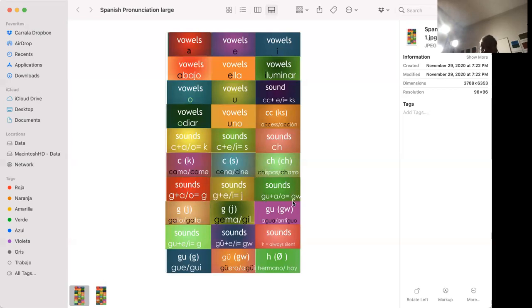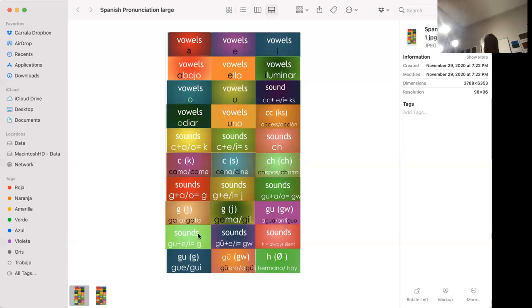Now, if you have the GU plus the A or the O, the U has the sound of the W. A and O are hard vowels. So GU plus the A or GU plus the O, the U has the gua sound, agua. It's not aga, it's agua. And Antigua, gua. The U has the W sound.